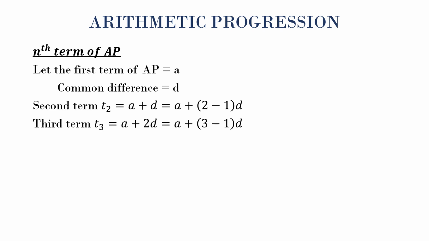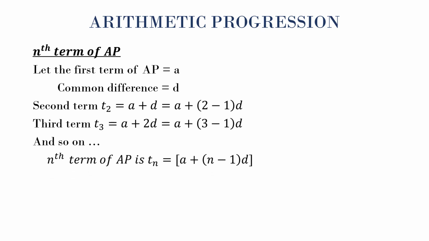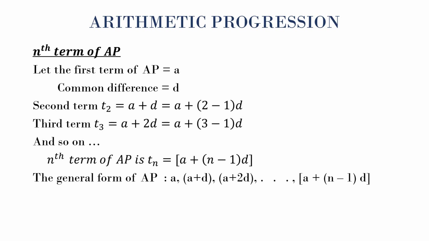In the same way, the third term of AP becomes A plus D plus another D, A plus 2D, which may be written as A plus 3 minus 1 into D. And so on. If we keep on writing the terms like this, the nth term will become A plus n minus 1 into D. So this is the general form for the nth term of an AP. So the arithmetic progression will in general be like this: the first term A, comma, the second term is A plus D, comma, the third term is A plus 2D, and so on. The nth term is A plus n minus 1 into D.